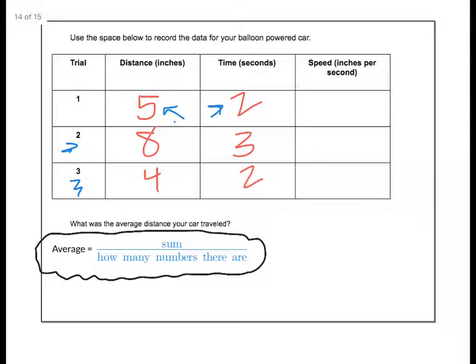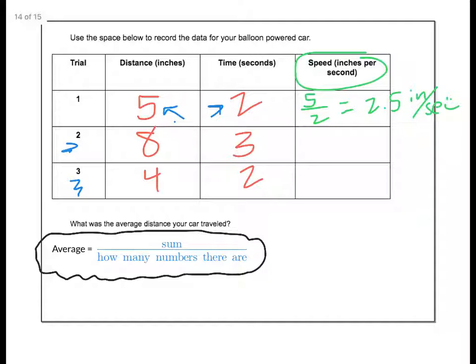So to fill in my table, this part says I need to find the speed in inches per second. To do that, I need to take the distance in trial 1, which is 5, and divide it by the time, which was 2. So my speed for trial 1 would be 2.5 inches per second. Excuse my sloppy writing there.